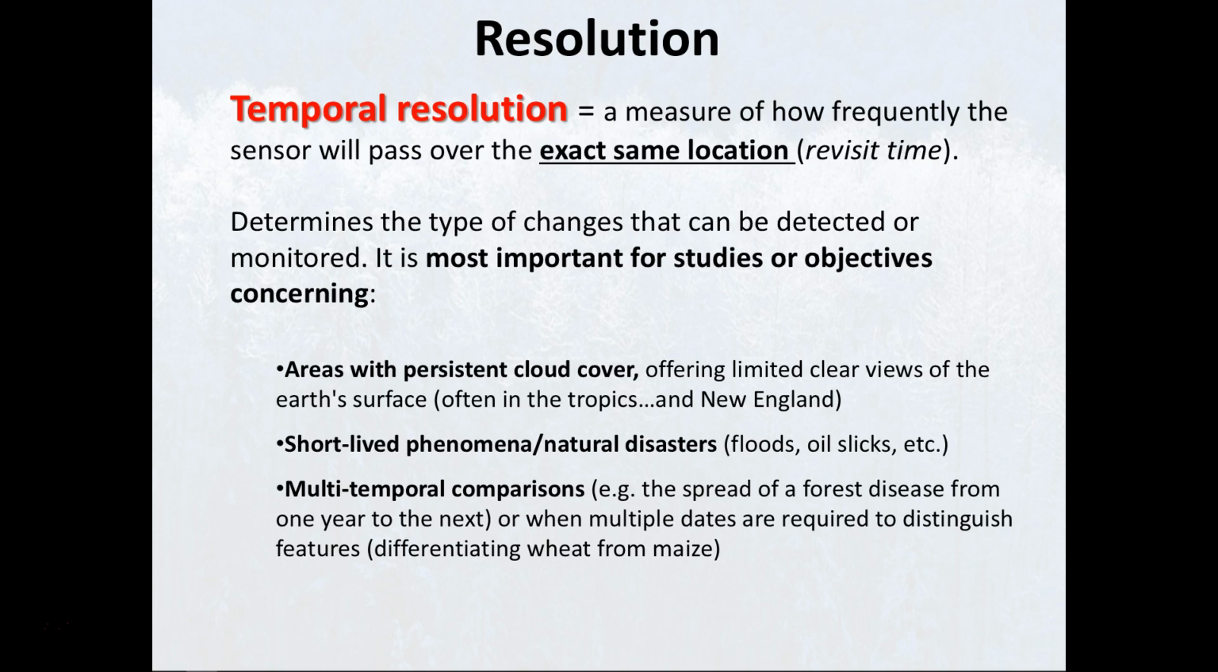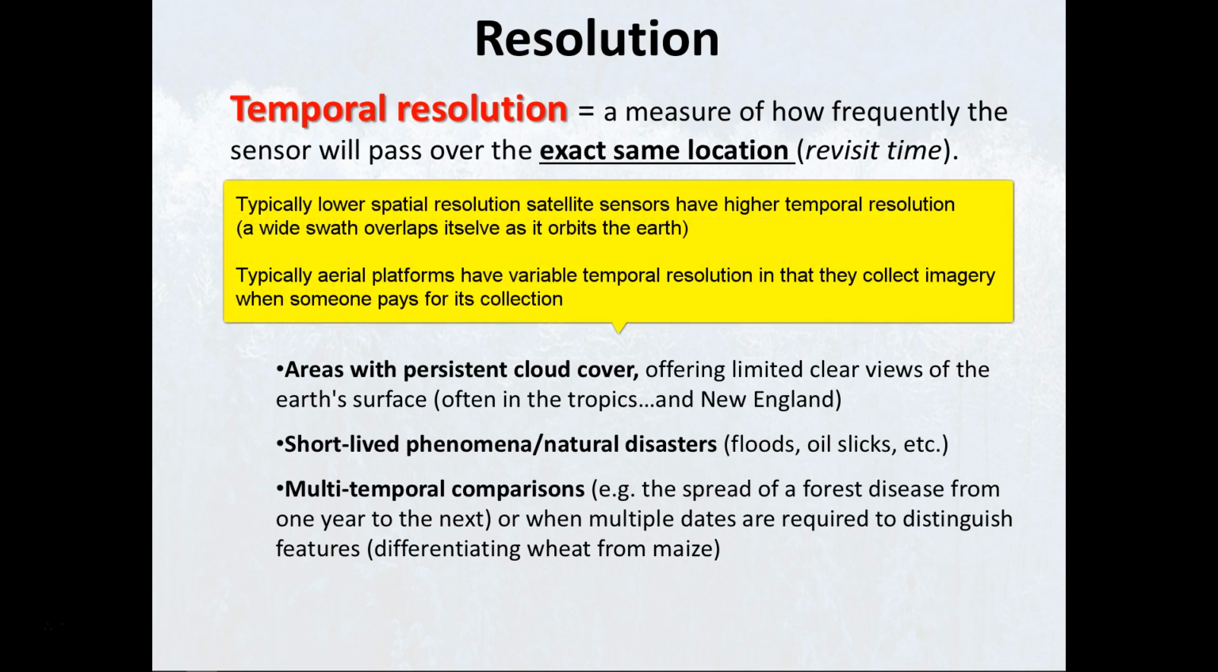Now, temporal resolution is really a major consideration when one is concerned with areas that have persistent cloud cover, like the tropics. I personally added New England here due to my own loathsome experience with clouds in the Northeast. There are literally 4-year periods in the Landsat archive where not a single image exists over Vermont with less than 10% cloud cover.